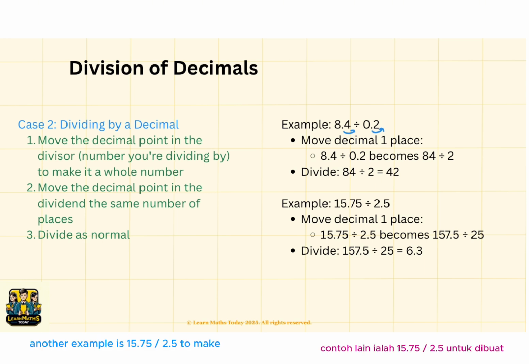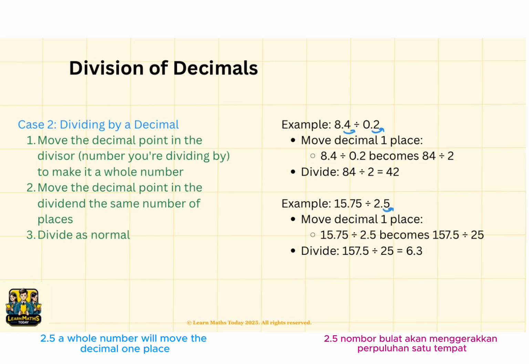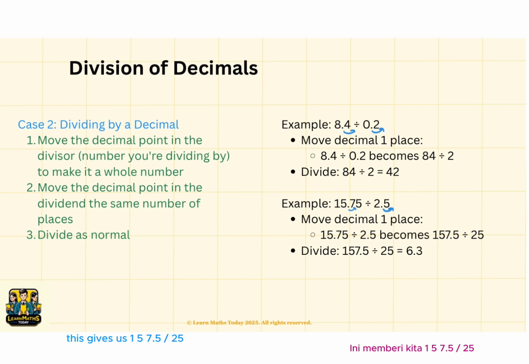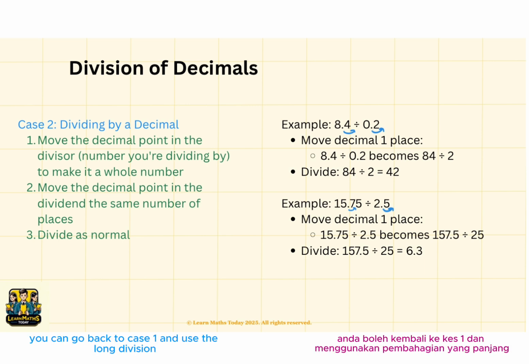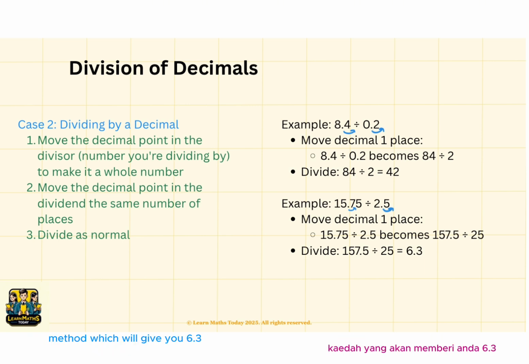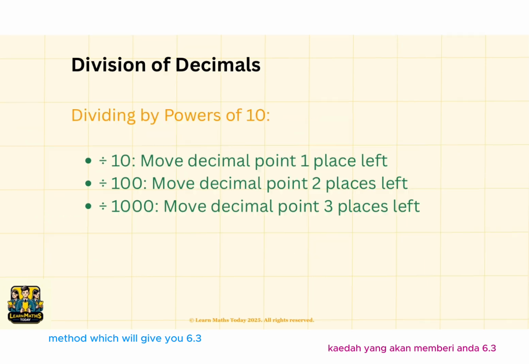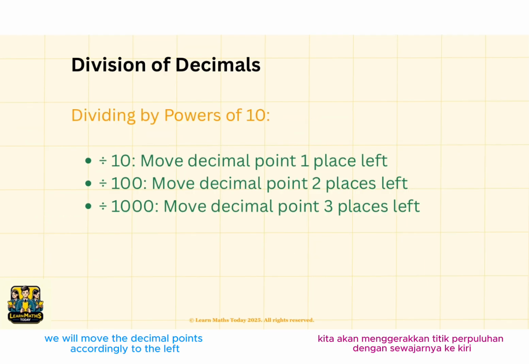Another example is 15.75 divided by 2.5. To make 2.5 a whole number, we'll move the decimal one place to the right. And we'll do the same with 15.75. This gives us 157.5 divided by 25. When you get this, you can go back to case 1 and use the long division method, which will give you 6.3. If we are dividing by powers of 10, we will move the decimal points accordingly to the left.